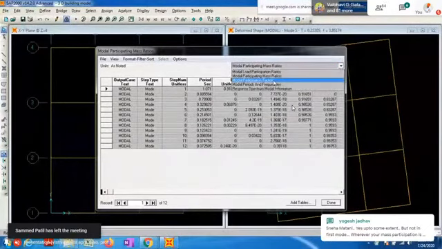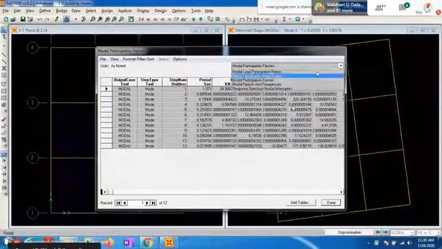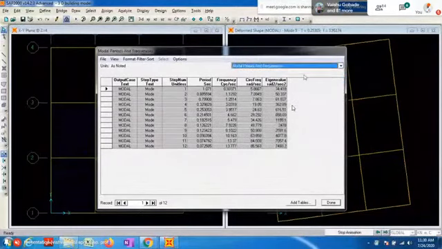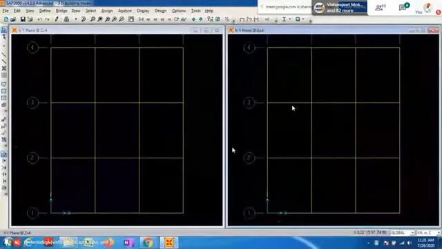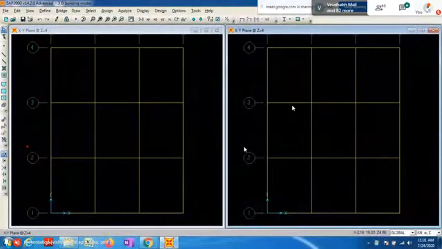Then the modal participation factor is also there. Then modal frequency is also there for further calculations. Now I will close this. Now we'll go for the pushover analysis and time history analysis. Now half an hour of time is there.